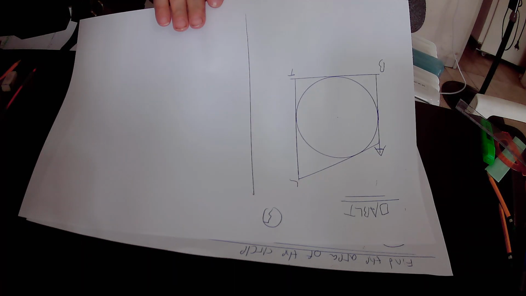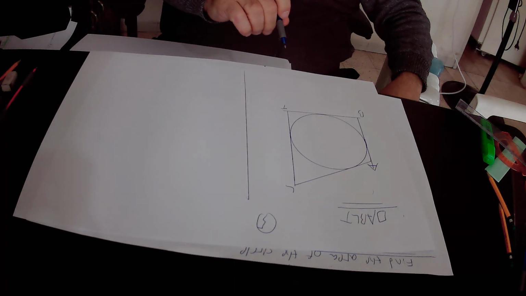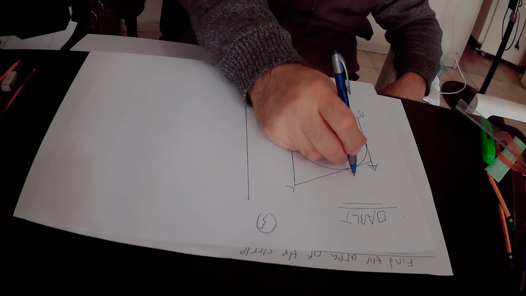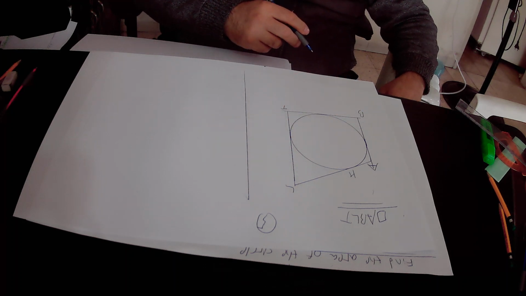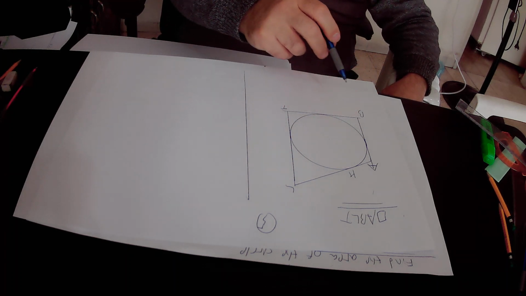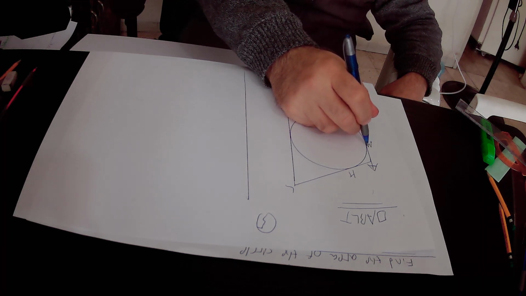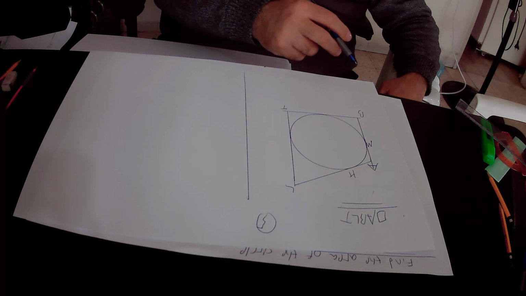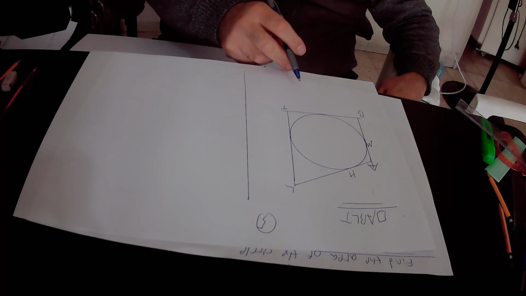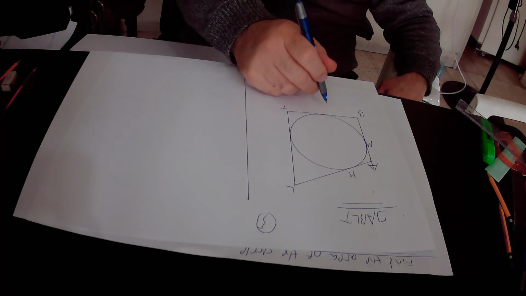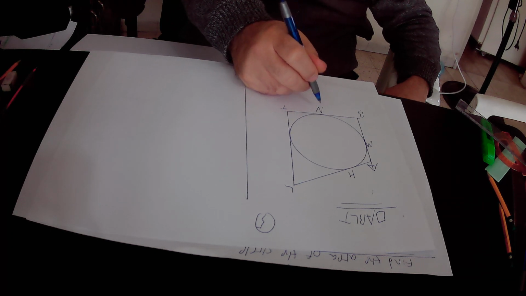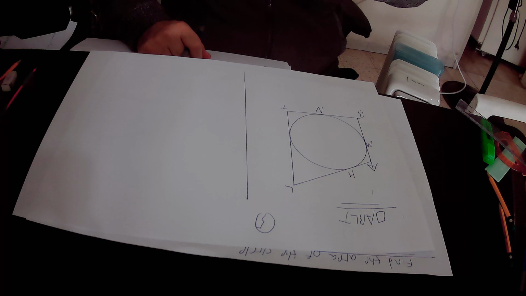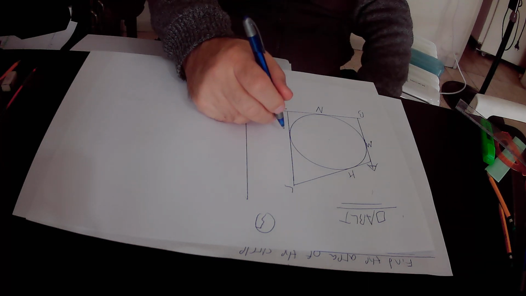Here we will define the point of tangency of tangent AL with this circle as K. We will define the point of tangency of tangent AB with this circle as M. We will define the point of tangency of tangent BT with this circle as N. And finally, we will define the point of tangency of tangent LT with this circle as H.